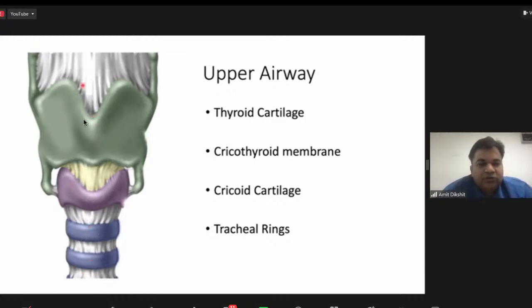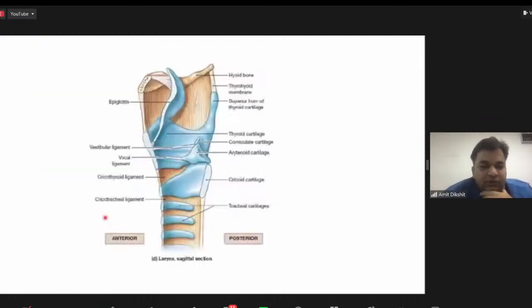Now, the structures above the vocal cord, I am going to see the epiglottis, and we have the hyoid bone, then the tongue, and we'll be seeing the hyomental distance ratio and other things. Below the vocal cords, I have the cricothyroid membrane, then the cricoid cartilage, and I'm going to see the tracheal rings and the esophagus. So the cross-sectional anatomy we need to know.